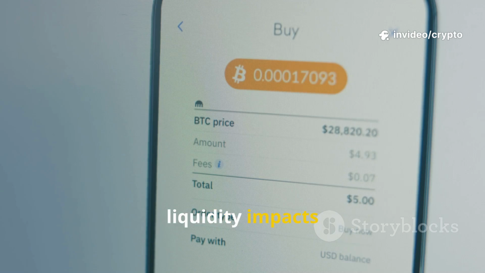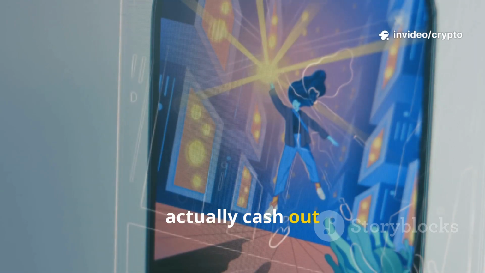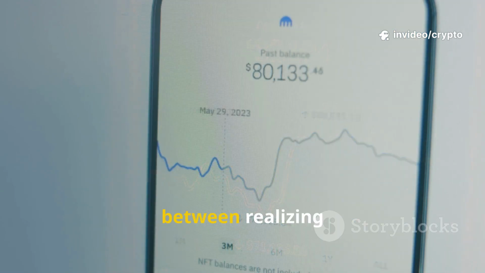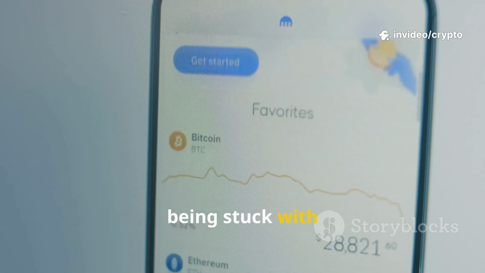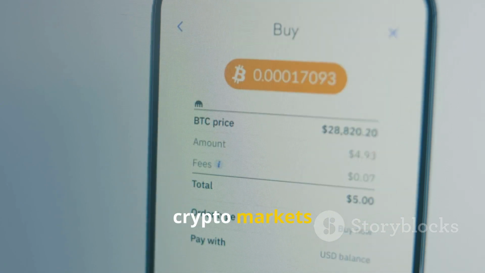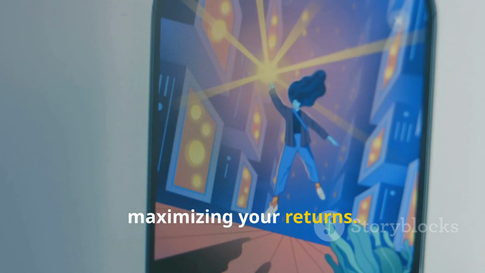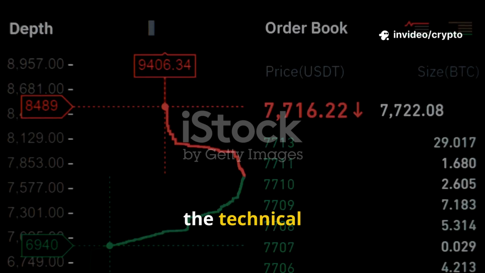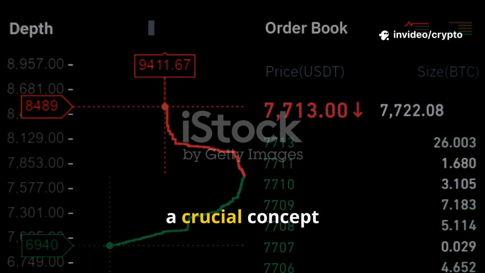Ultimately, liquidity impacts whether you can actually cash out your gains. It's the difference between realizing your profits and being stuck with illiquid assets. Understanding liquidity is crucial for navigating the crypto market successfully and maximizing your returns. Let's delve into the technical definition of liquidity, a crucial concept for traders and analysts alike.